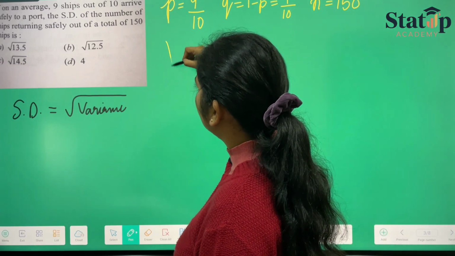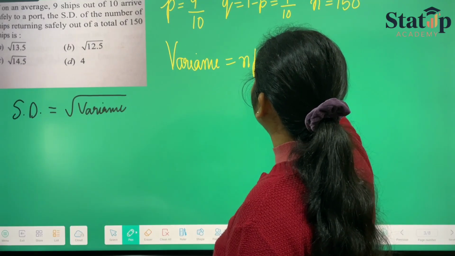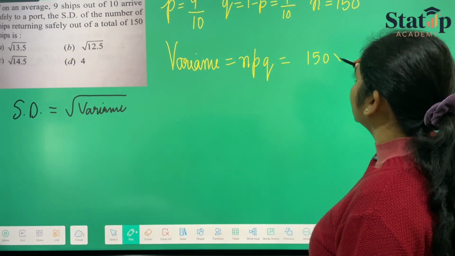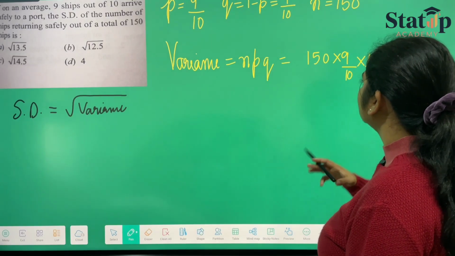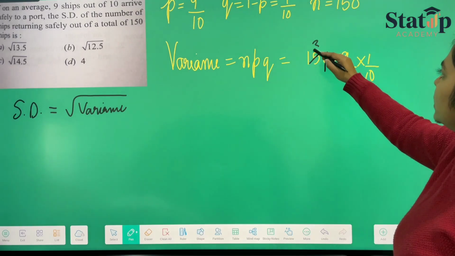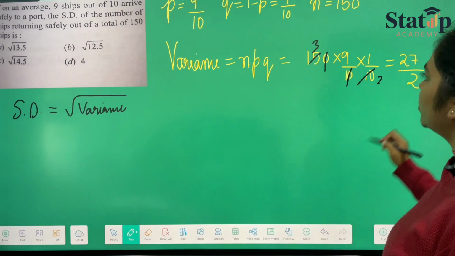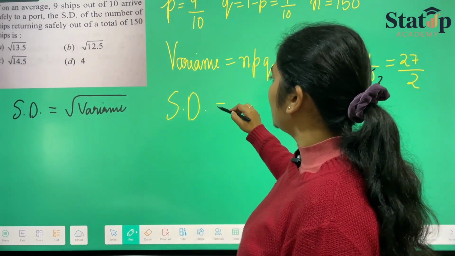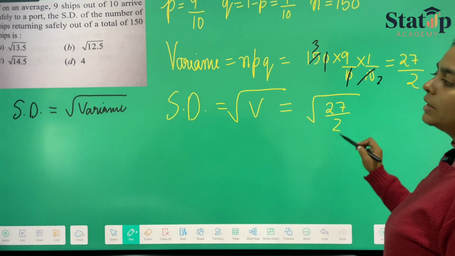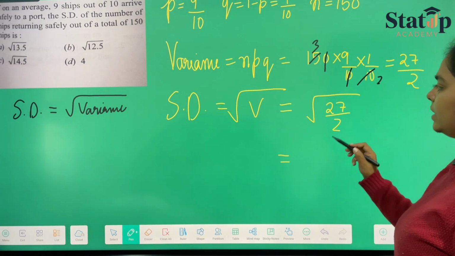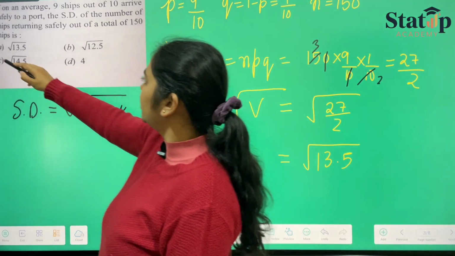Now they have asked us to calculate the standard deviation. For that, first of all, we have to calculate the variance, which is NPQ, which will be equal to 150 into 9 by 10 into 1 by 10. 0 will get cancelled, 3 and 2. This will be 27 upon 2. Now standard deviation will be under root of variance, which will be equal to under root of 27 upon 2. But the options are in points. So 27 upon 2 will be under root 13.5, which forms our option number A.